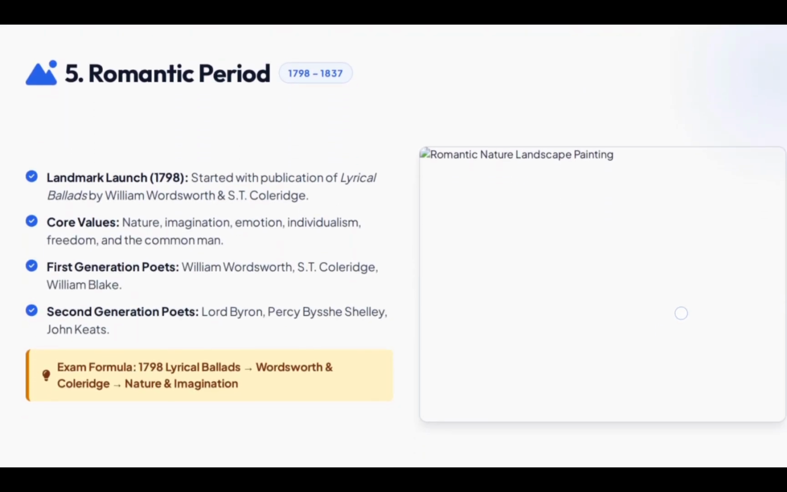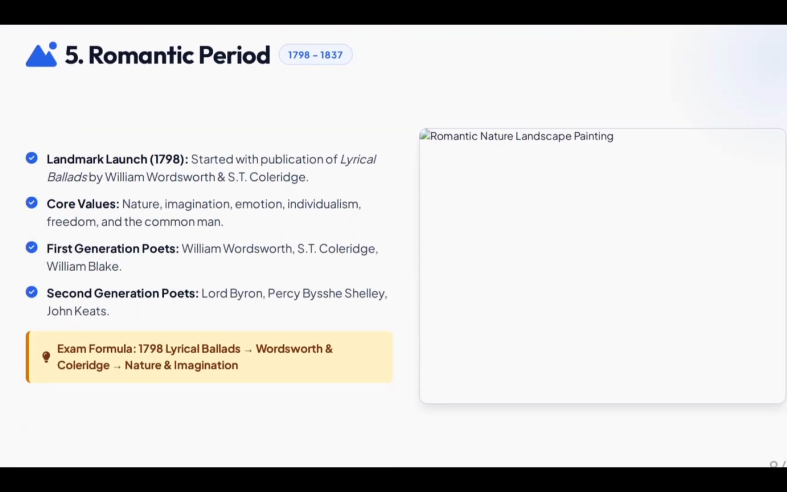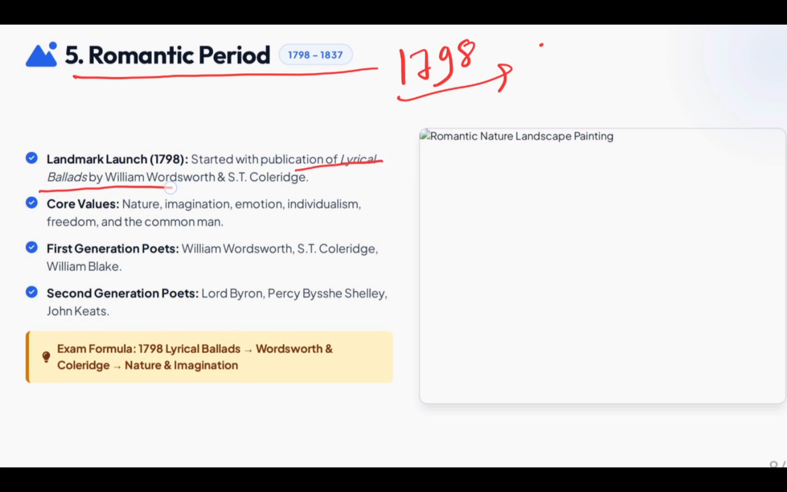Then let's move to our next slide, that is the Romantic period. It begins from 1798 with the publication of the most famous work, Lyrical Ballads by William Wordsworth and S.T. Coleridge. These are the famous romantic writers, and remember this important date, 1798. The core values are nature, imagination, emotion, individualism, freedom, the language of the common man, day-to-day language. These are very important characteristics of romantic literature.